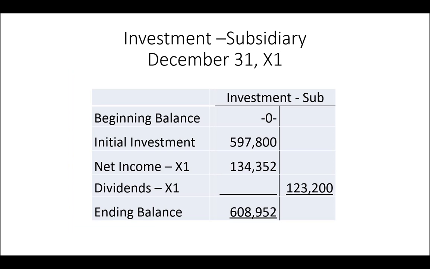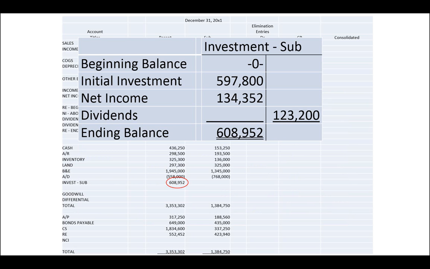When we reconcile our investment subsidiary, we've got the beginning balance, the initial investment, any net income, again at 80%, any dividends at 80%. We get a $608,952 balance, which agrees to the investment sub on our three-part worksheet.